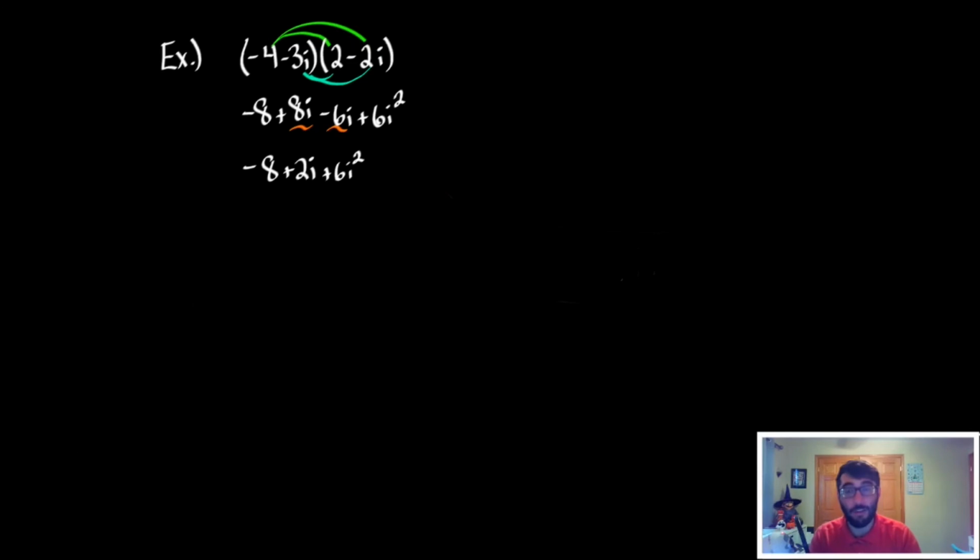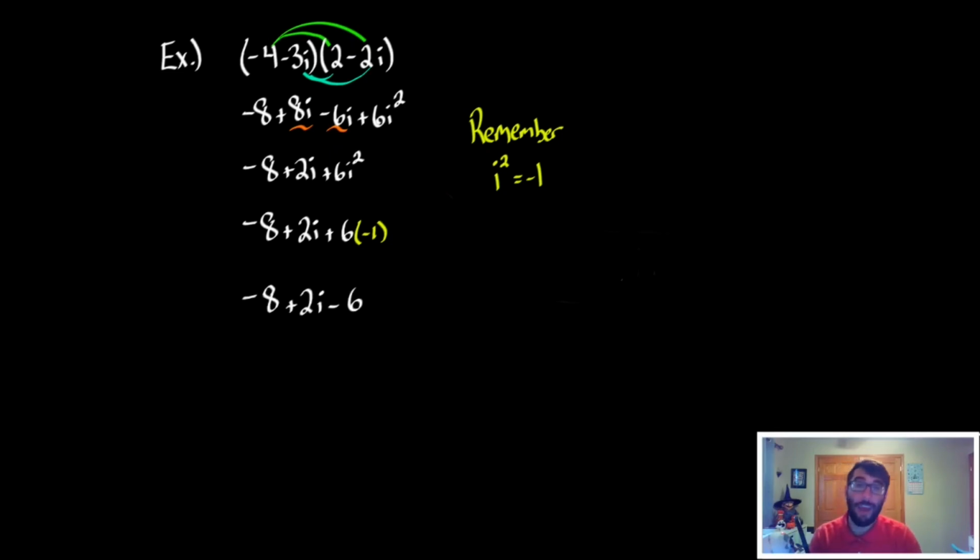From there, we are going to have some like terms. We have 8i and -6i, so we can combine those to get -8 plus 2i plus 6i squared. Now from here, we need to remember that i squared is equal to -1. So wherever we see an i squared, we are going to substitute in a -1. So this is now -8 plus 2i plus 6 times -1, because that was 6i squared. And then from there, we get -8 plus 2i minus 6. And as you see, we now have some like terms of -8 and -6 to get -14 plus 2i. And that would be our final answer.